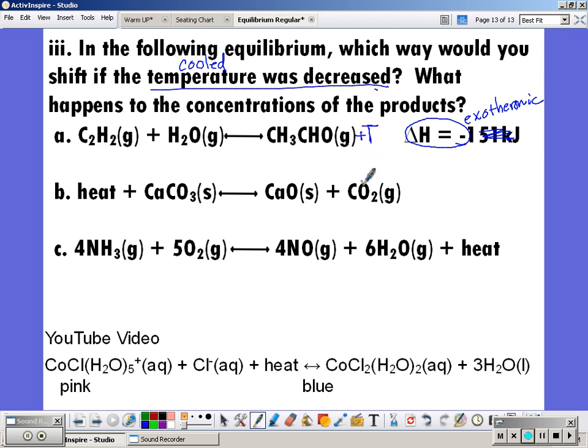If I decrease temperature, I'm going to shift towards the temperature. The temperature is a product, so I'm going to shift to the right. What happens to the concentration of the product? So CH3CHO would increase. Now changing temperature also is going to change the value of K. Well, I'm shifting to the right, which means my forward reaction is favored. So K is going to increase in value because the forward reaction is favored.